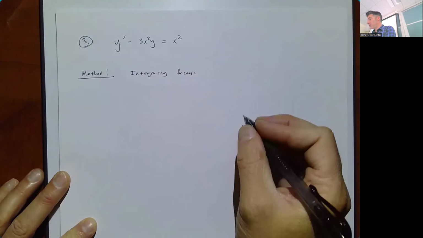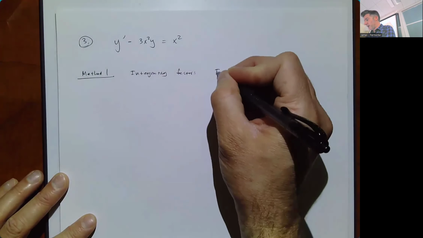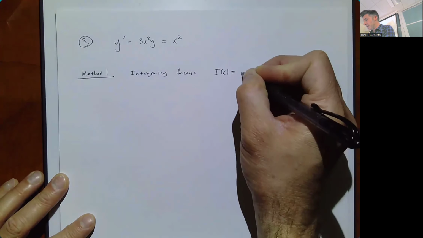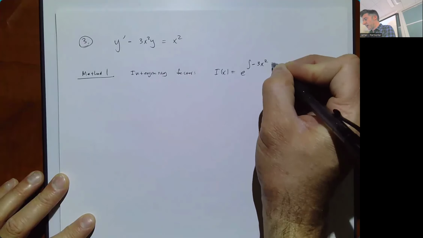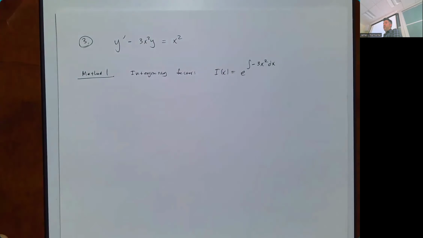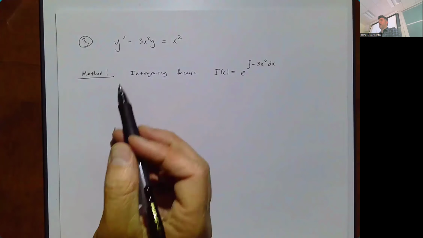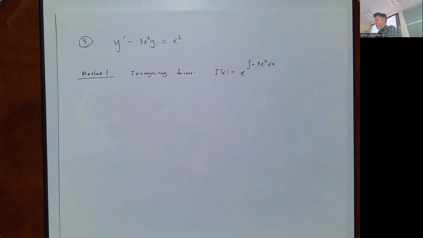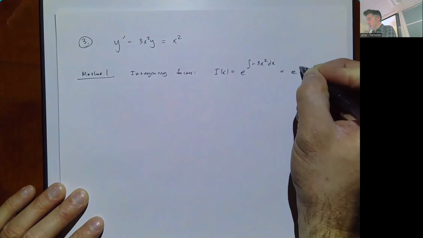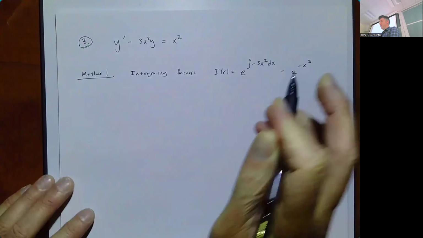So again, let's be careful here. Our integrating factor, I of x, is e to the integral of negative 3x squared dx. Because if there's a minus sign there, the p of x has to grab the minus sign. And that's going to be e to the negative x cubed.